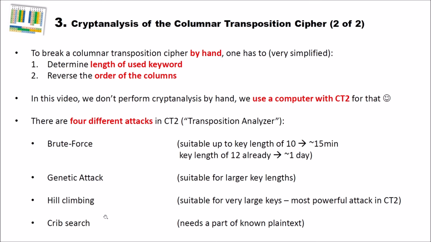And finally, we have the so-called crib search. And the crib search needs a part of known plaintext that we call the crib. And this can then reverse the key using this crib.